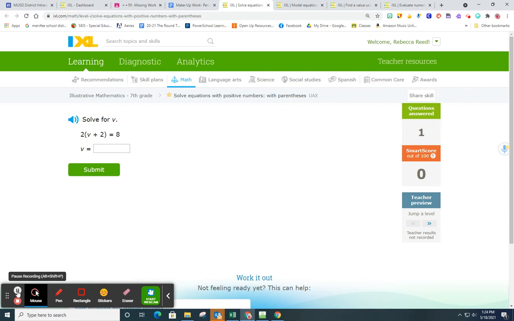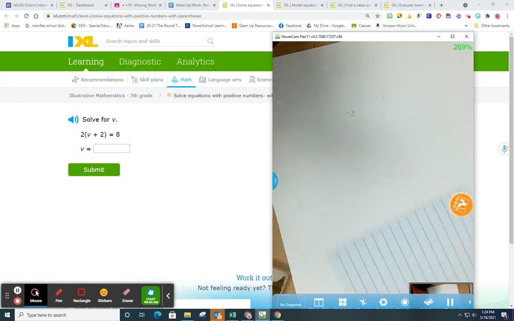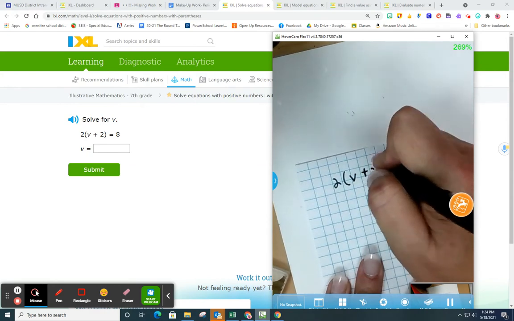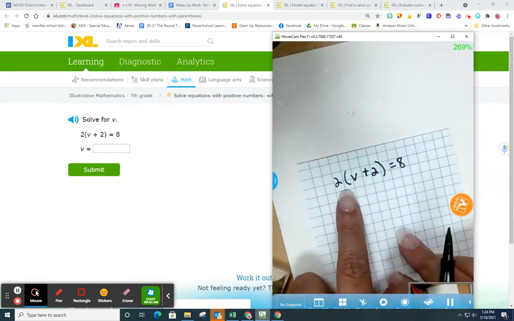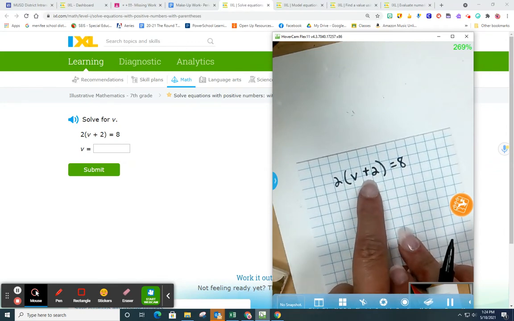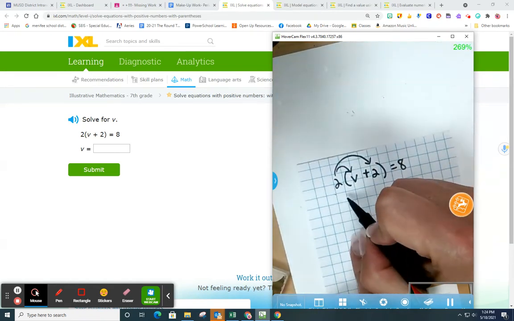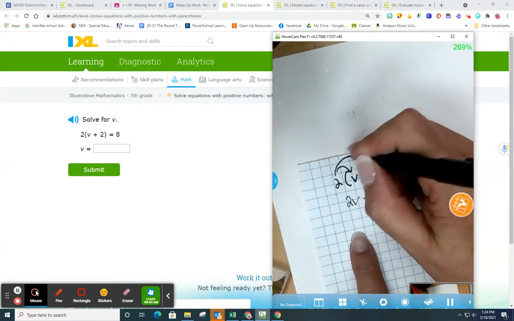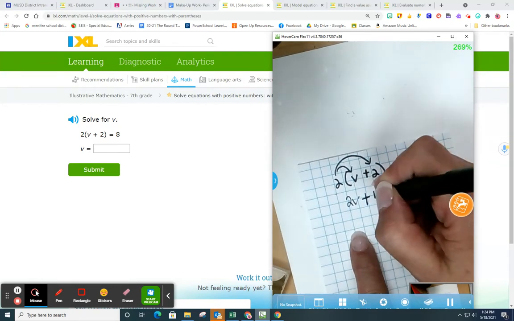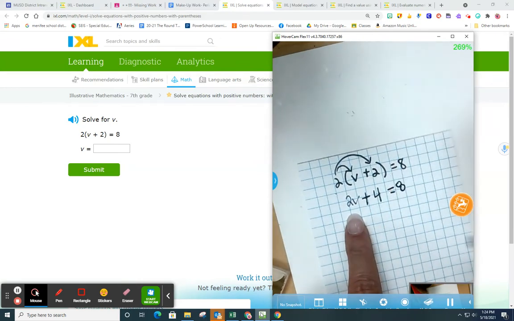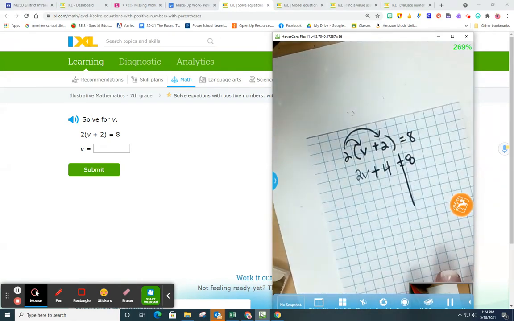So picking up with another example. If I have 2 times v plus 2 equals 8. Well, if we were doing order of operations, I would do what was inside my parentheses first, but I don't know what v is. So I need to distribute. I need to go 2 times v is 2v. And then I need to go 2 times 2 is 4. And I'm rewriting that as 2v plus 4. And that equals 8.